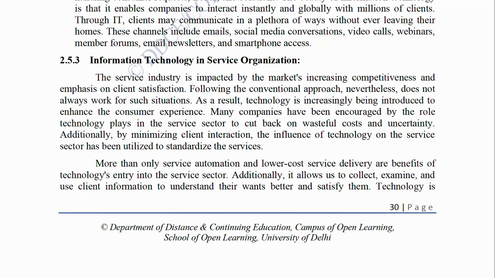Many companies have been encouraged by the role technology plays in the service sector to cut back on wasteful cost and uncertainty. Additionally, by minimizing client interaction, the influence of technology on the service sector has been utilized to standardize the services. More than only service automation and lower cost service delivery are benefits of technology's entry into the service sector. Additionally, it allows us to collect, examine, and use client information to understand their wants better and satisfy them.